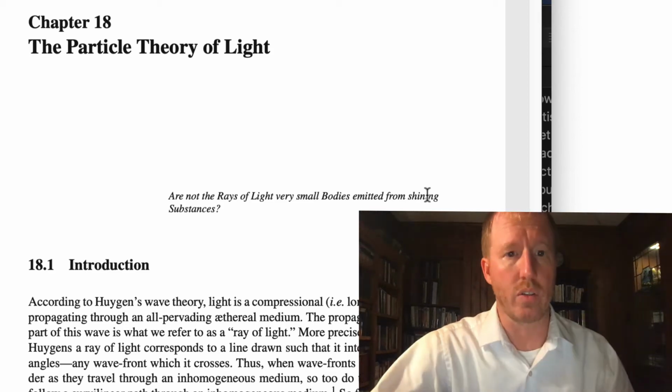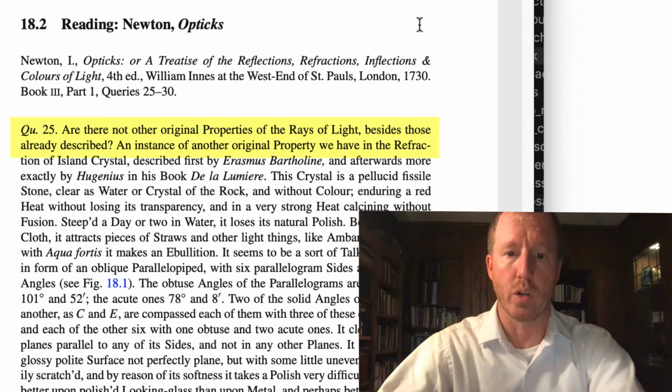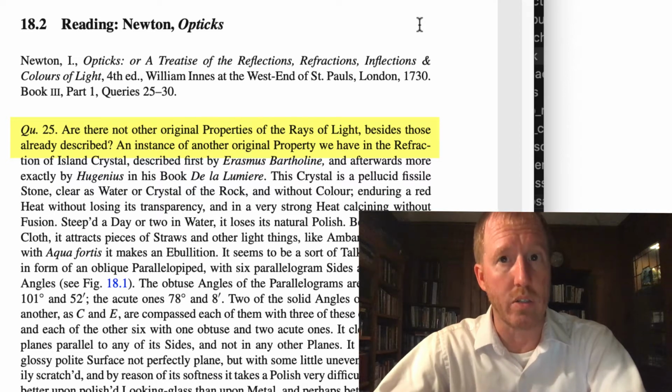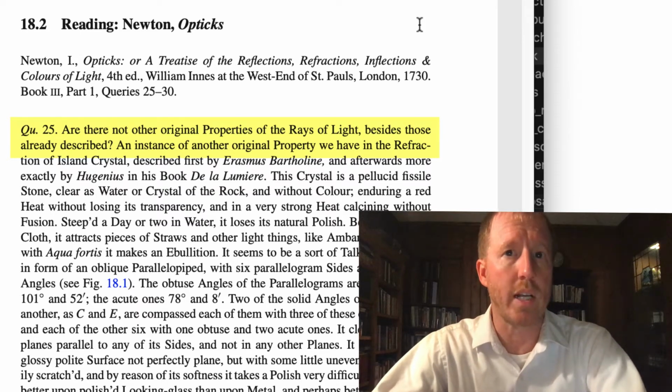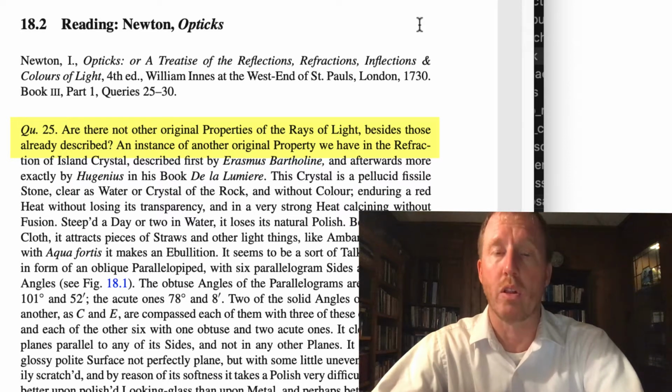So let's go ahead and take a look at query number 25. That is where we're going to pick up this work of Newton. And in this query, he begins by asking, what are the properties of light rays? Now, you might remember when we started reading his Optics a little while back, he talked about light rays as being the thinnest possible sliver or pencil, he might say, of light that comes through a region of space. So he already has articulated what he believed were some of the most important aspects of light rays, namely the law of reflection and the law of refraction.